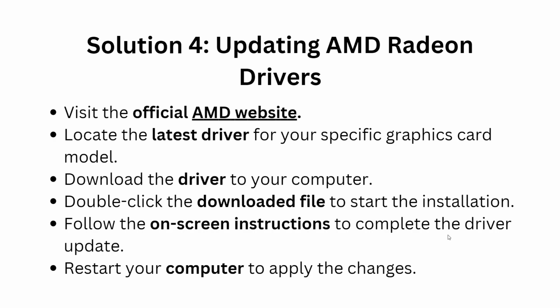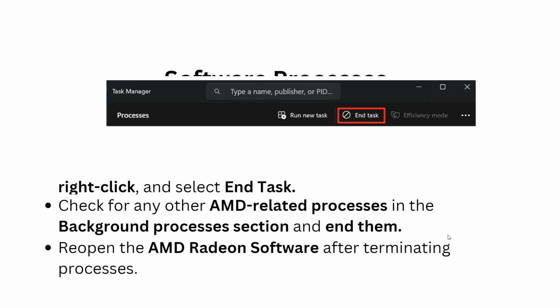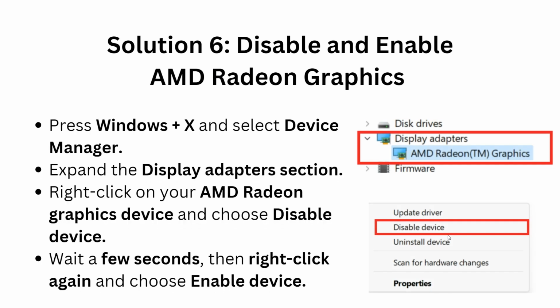Now we are going to solution 5, terminate the Radeon software process. Press Ctrl, Shift and Esc to open Task Manager. In the process manager we have to find AMD software in the apps section. Then right click on it and select end task. Check for any other AMD related process in the background processes section and end them. Now we have to reopen the AMD software after terminating the process.